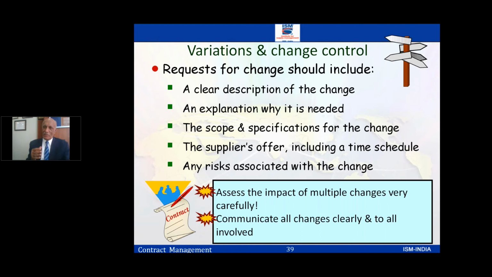Any risk associated with the change. Risk obviously means the cost is going to go up or could go down, depending on what type of risk it is. Assess the impact of multiple changes very carefully. Communicate all changes clearly to all involved. Those who are involved in the chain, all who are affected, the stakeholders, should be clear that this change has happened due to so and so, and the price is so and so. So that has to be reflected.